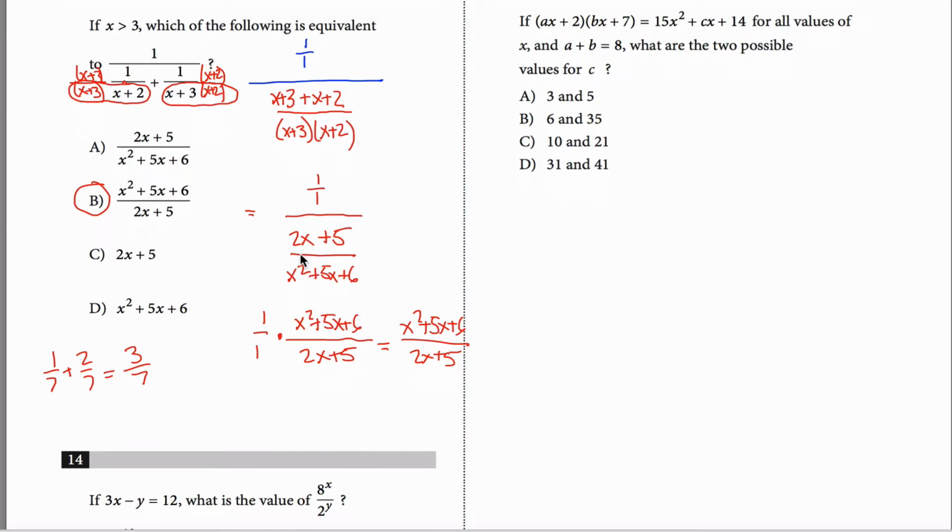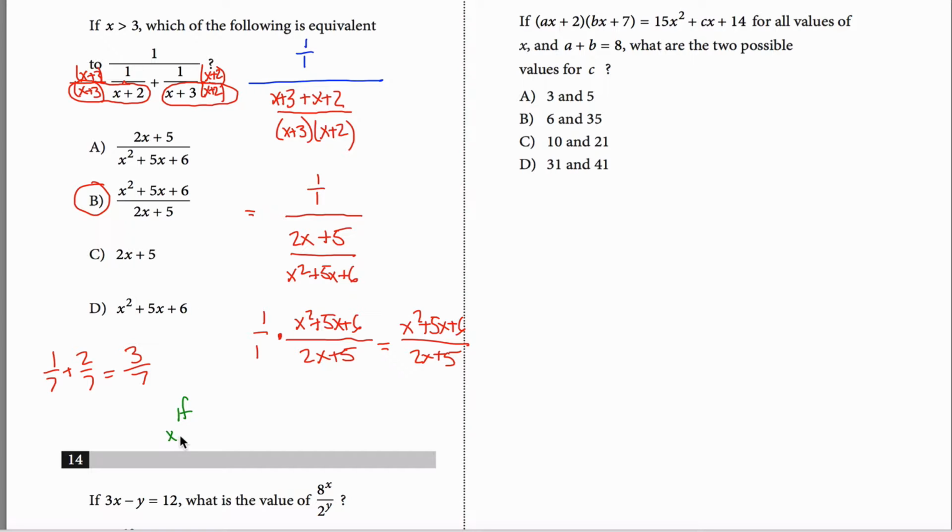Well, a strategy that would work, it's not the best thing in the world, but it would work, is to plug in some values for x. You might get lucky, you might get unlucky. This says that this is true if x is greater than 3. So maybe plug in x equals, I don't know, 4? What happens when x equals 4?